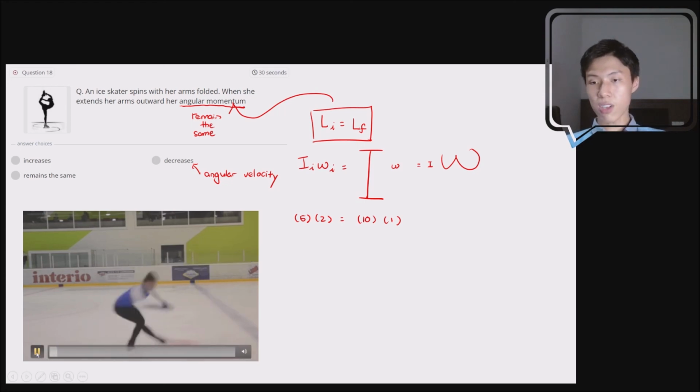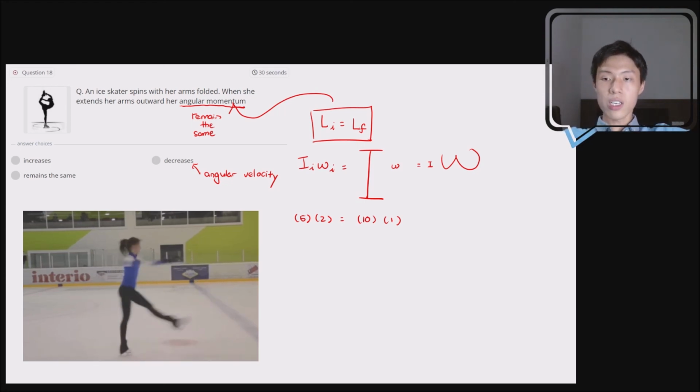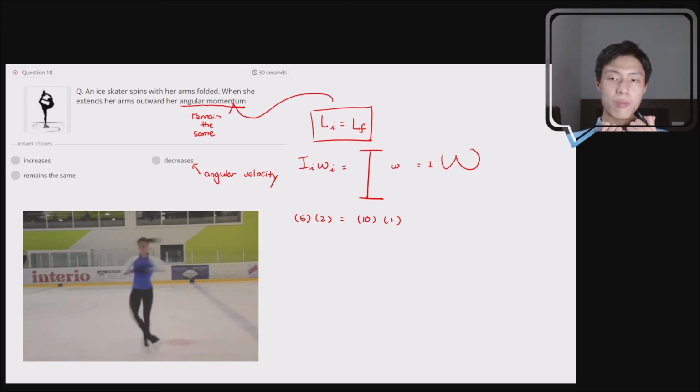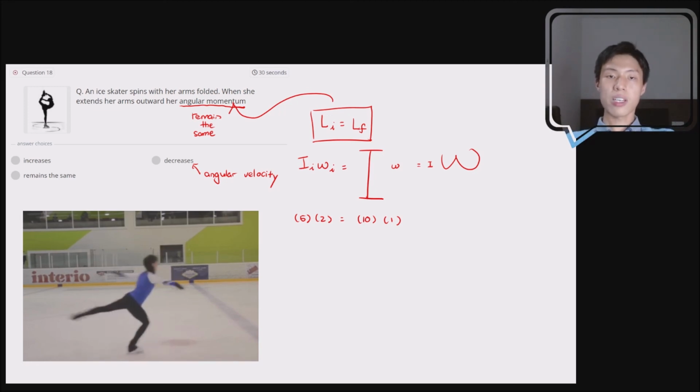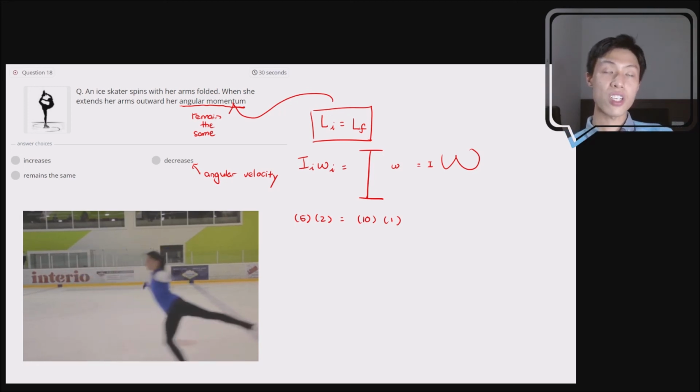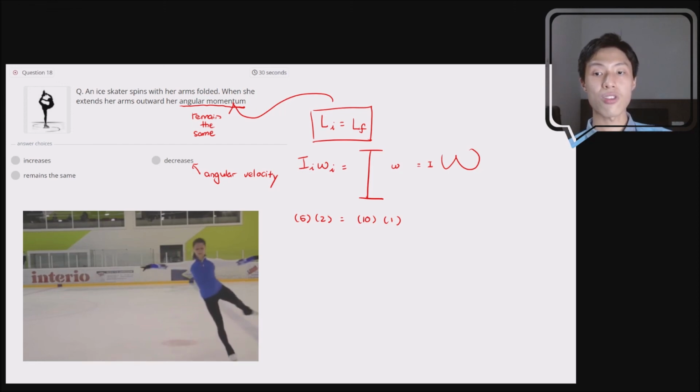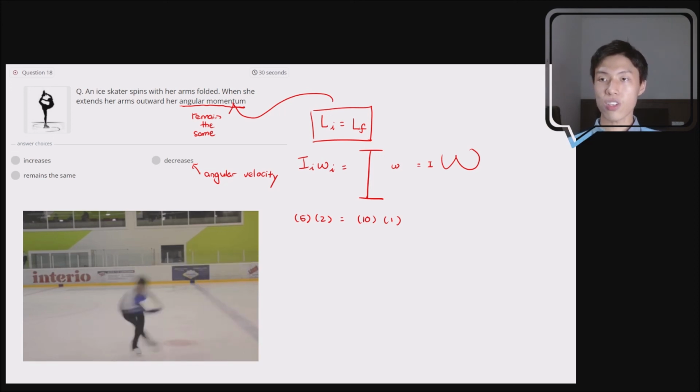Again, this is the video. Extend, slower. Fold your arm, faster. Then extend back your arm, slower. Okay, so this is conservation of angular momentum being demonstrated in an ice skating example. Okay, so this is question 18. Let's move on to the next question.